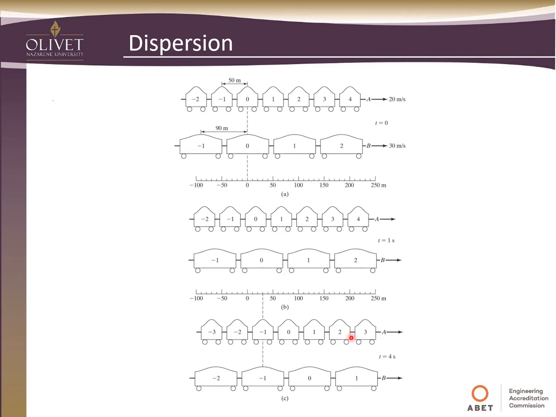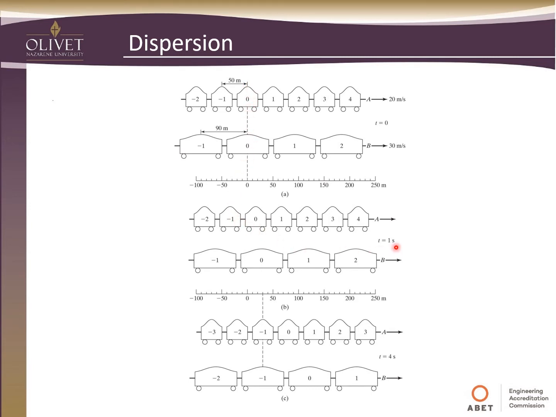So here's what we have. Here is our train A, and you can see there's 50 meters between the peaks on each cart, and it's traveling at 20 meters per second. And again, this is at time 0. So this is train B. It's 90 meters in between each peak of this train, and it's traveling at 30 meters per second. So at time 0, we're going to just arbitrarily say these 2 peaks line up. This is cart 0, cart 0.